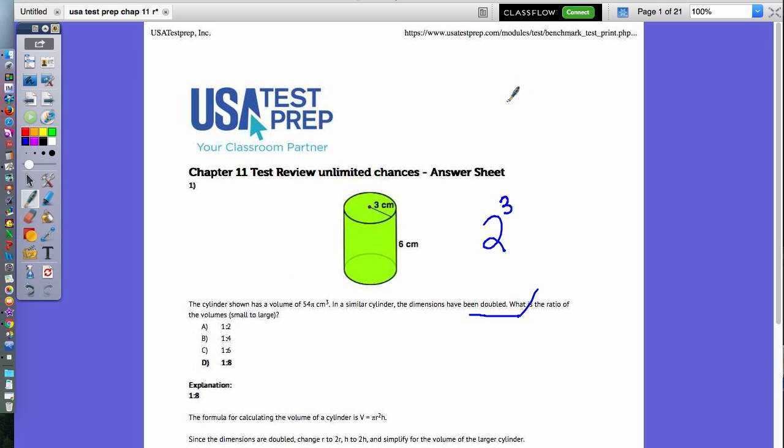Let's say we said that the dimensions were being tripled. 3 to the third would be 27. So if the dimensions were tripled, and this is a three-dimensional figure, then you would have the new volume being 27 times larger than the original volume.